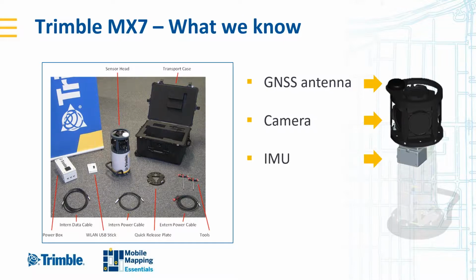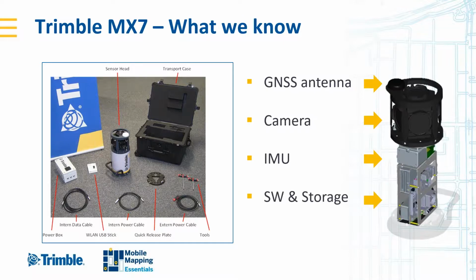We have the IMU, which enables us to carry on positioning in not so friendly GNSS environments, but it also, very importantly, provides us with heading, pitch and roll information as well, which is again very important for our photogrammetric extraction. And then there's a computer, which is where the software runs that operates the system and stores the data on the hard disk.